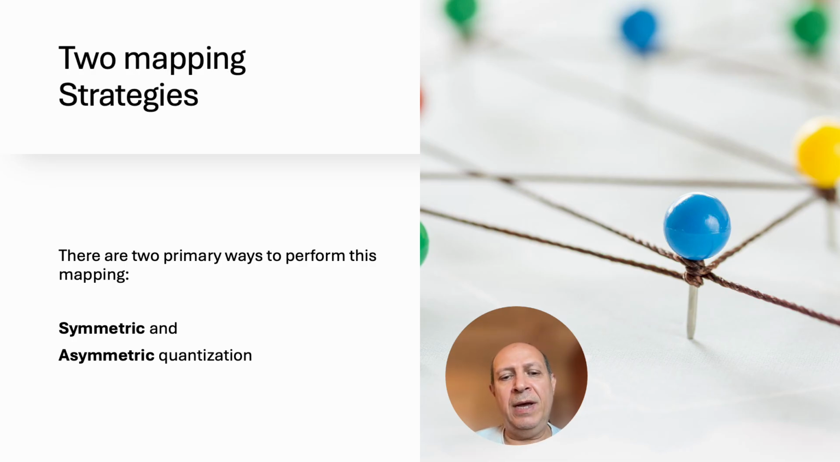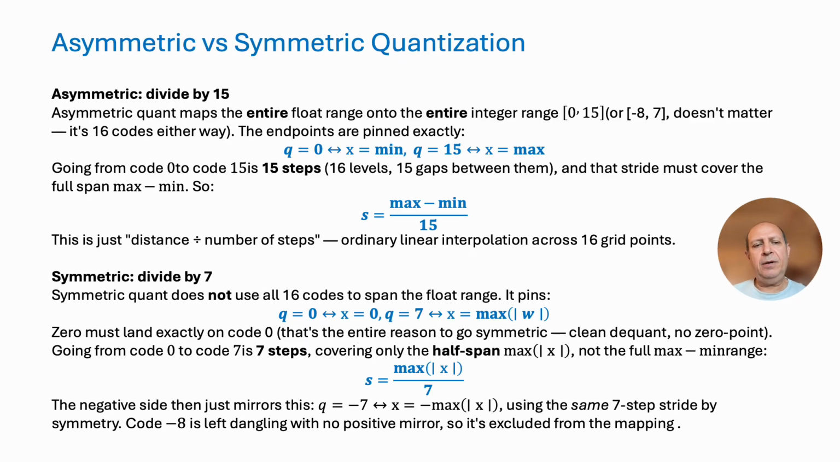There are two primary ways to perform the mapping of real numbers into quantized levels. There is the symmetric quantization and there is the asymmetric quantization, and we will discuss this in more detail. Let's compare the asymmetric versus symmetric quantization and look at the subtle differences that confuse a lot of people, especially around why do we divide by 15, why do we divide by 7, where do the minimum and the maximum land on the quantization level, etc.